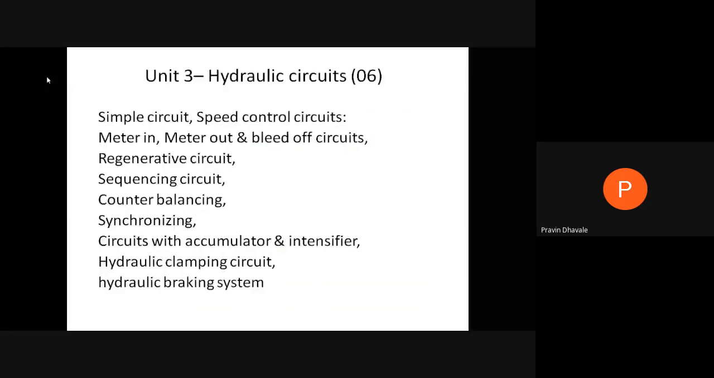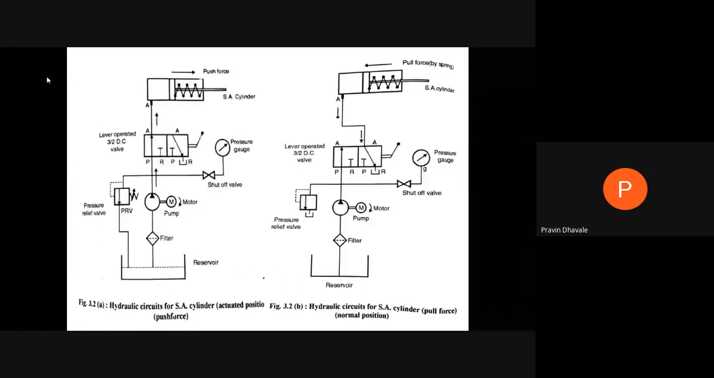So we start with a simple circuit, right? If you consider any type of hydraulic circuit, it mainly has three parts. This is the energy generating element, or input part. It consists of the reservoir, filter, pump, motor, the pressure relief valve and the pressure gauge. This is the input part. The central part is the controlling part. It consists of a control valve. It may consist of a direction control valve, right?